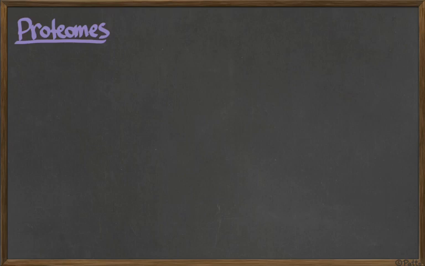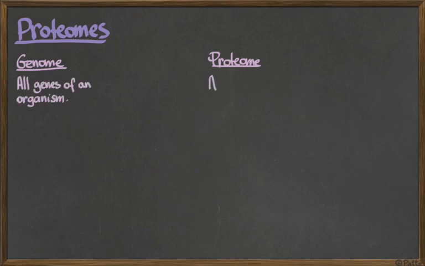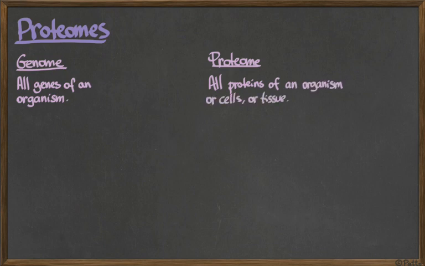Taking advantage that we're talking about proteins, I want to talk to you about proteomes. You probably heard about the genome before, but probably not the proteome. So what is a genome? It is all the genes of an organism, all the genes of a cell. And the proteome is all the proteins of an organism, all the proteins of a cell, all the proteins of a tissue. The genome codes for the proteins. So the genes code for protein, and the proteome is the proteins themselves. So basically one makes the other.